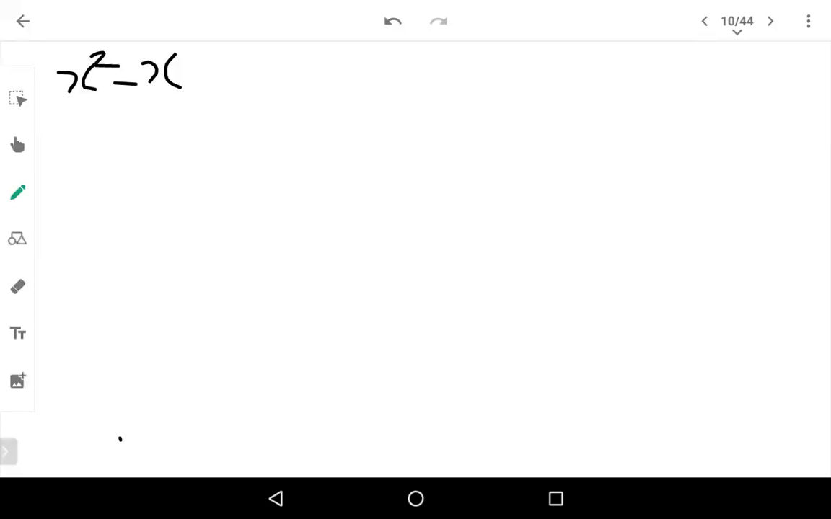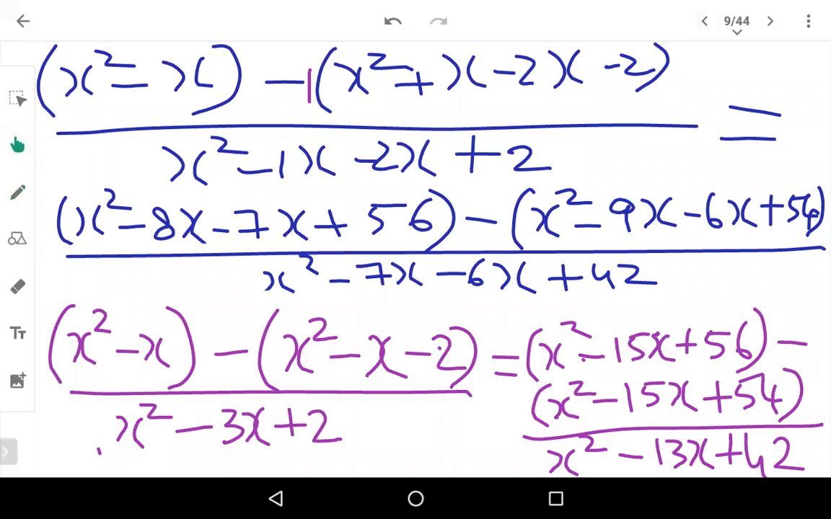Now, after that, if you see here, you have minus x square minus x minus 2. Okay. If there is no number present outside, we can assume it to be 1. Correct? So, minus 1 into x square will give me minus x square. Minus 1 into minus x will give me plus x. Minus into minus is plus.